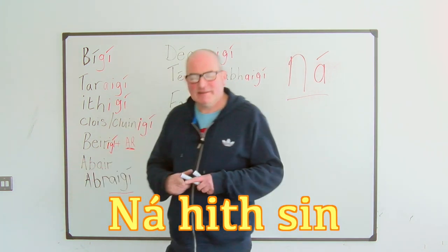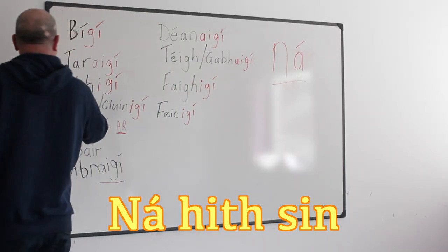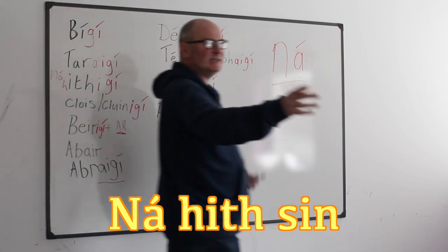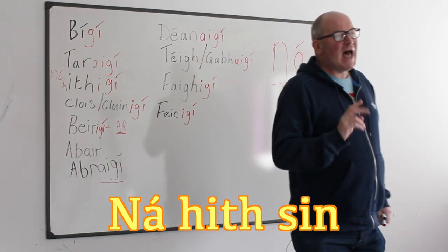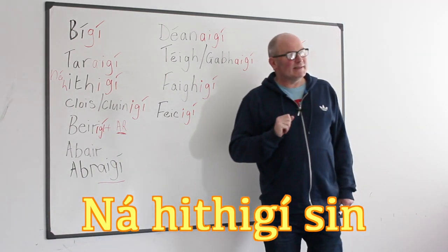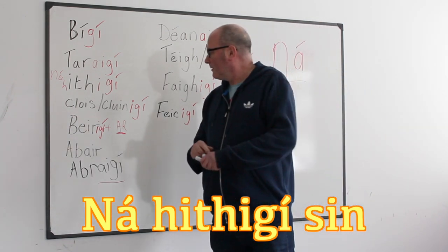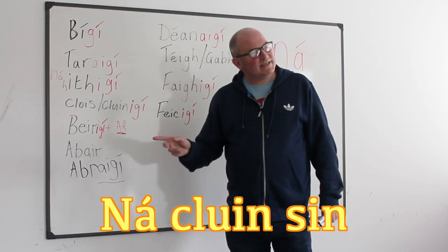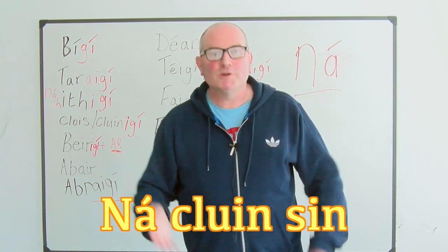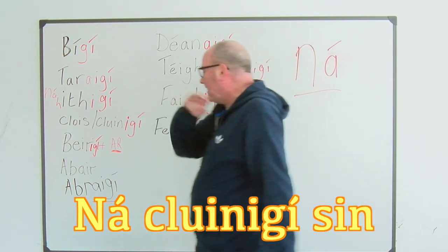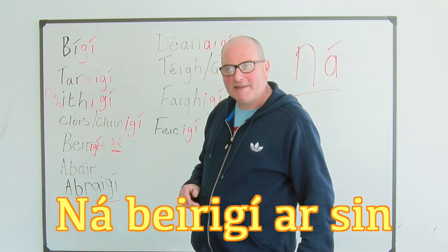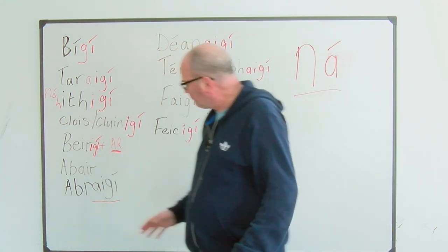Na he shin. Now, when you use it in front of a vowel, na he shin, you put a H in front of it. Na he shin. Don't eat that. Na hi hiki shin. Don't eat that. To more than one. Na clin shin. Don't hear that. Now, I don't know what you're going to tell people not to hear, but it's useful to know how to say it. Na clinigi shin. In the plural. Na berigi or shin. Don't grab that. Don't catch that.